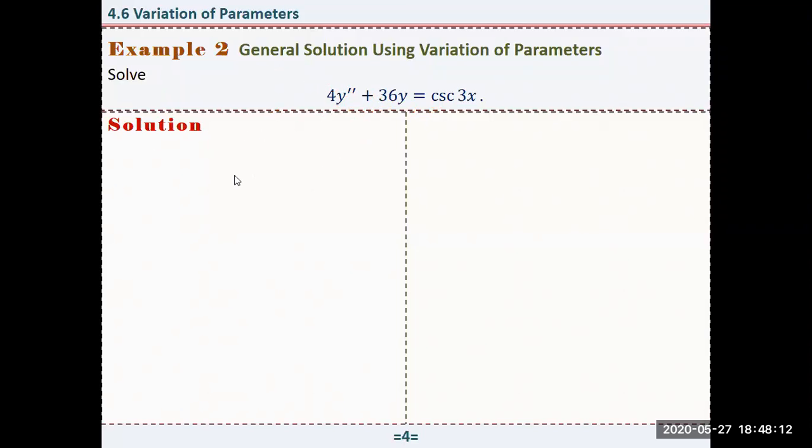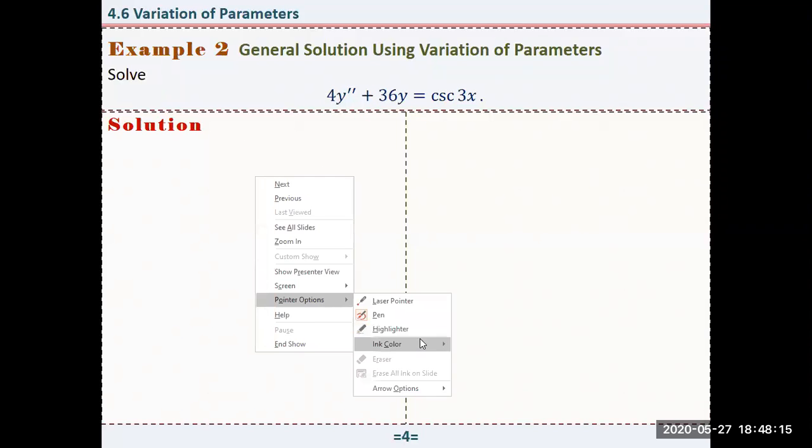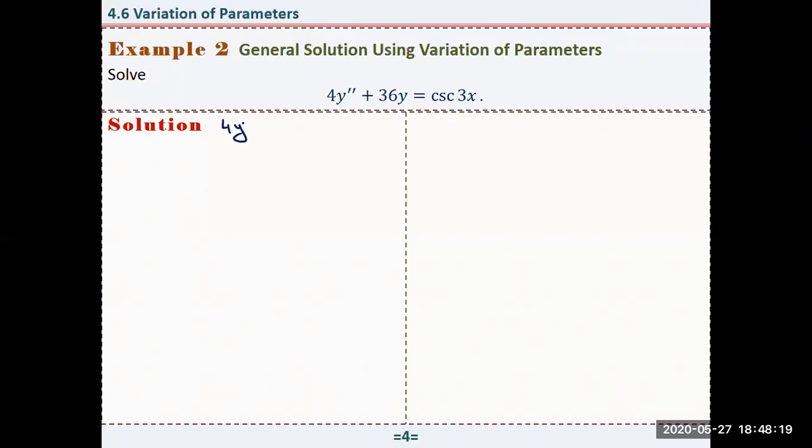That is, here we have 4y double prime plus 36y is equal to 0. So the auxiliary equation would be 4m squared plus 36 is equal to 0. Now from here, what is m? It is negative 36 divided by 4. It is negative 9. And take square root of both sides. Now we will have plus minus 3i.